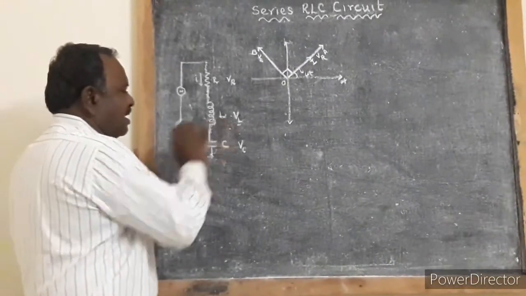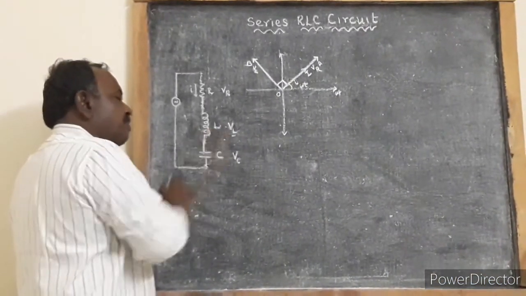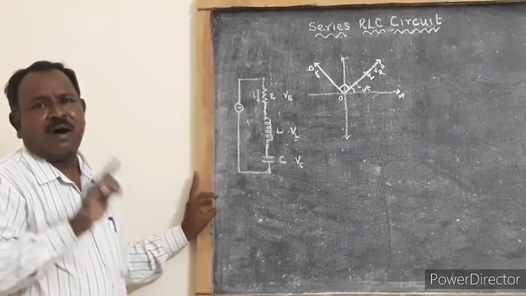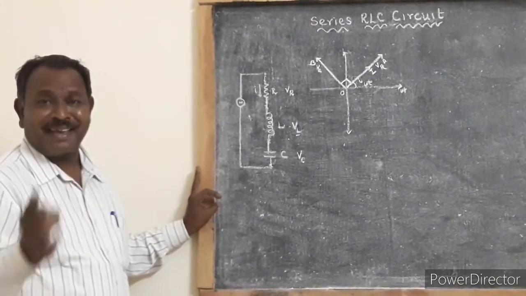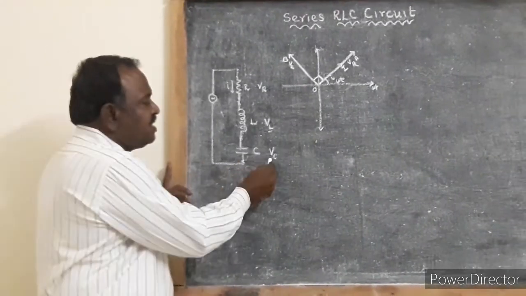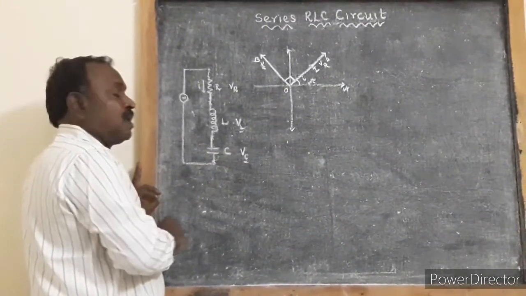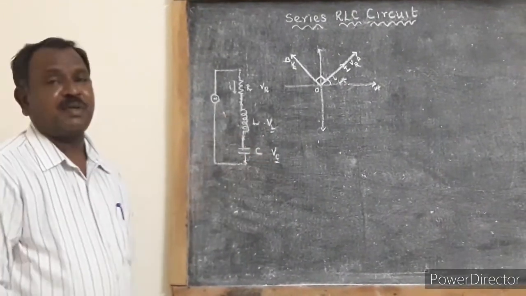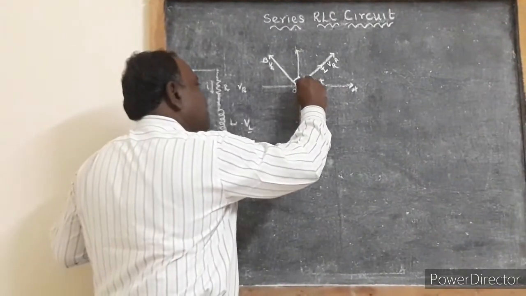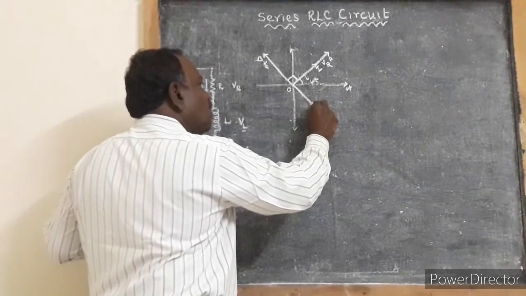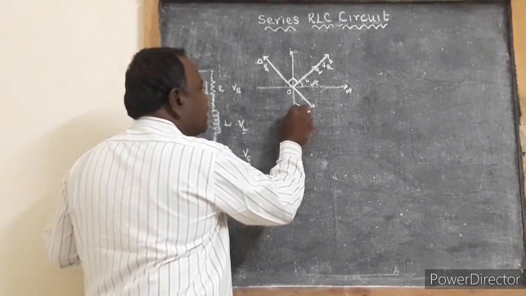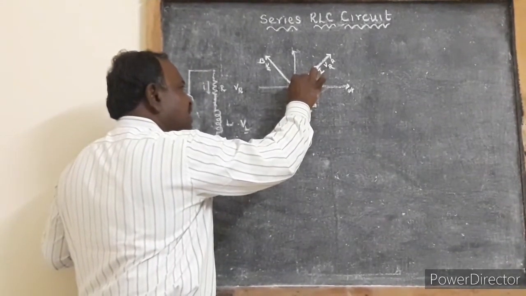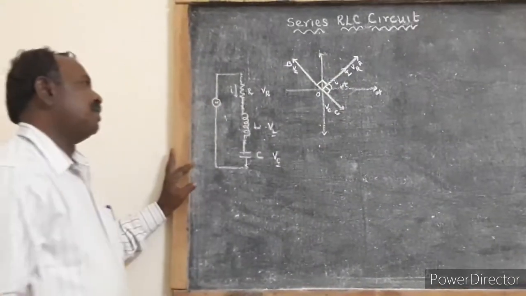Next we are going to see the capacitor. Across the capacitor, current is leading the voltage, or voltage is lagging the current. So VC is the voltage across the capacitor. This voltage across the capacitor is lagging the current by pi by 2. So I am representing it by a phasor OC. So OC represents the voltage across the capacitor, and this voltage is lagging the current by pi by 2.